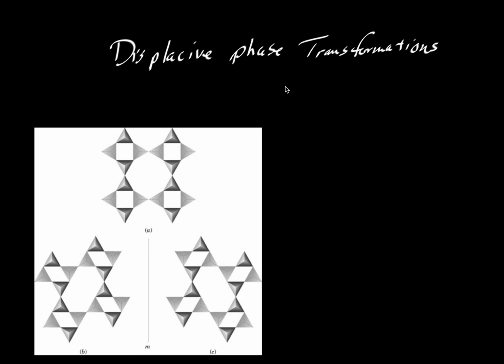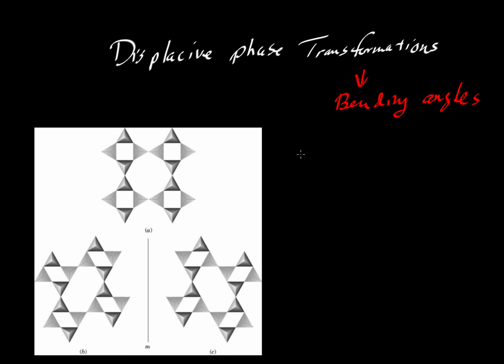So here we're going to look at displacive phase transformations. And so this is a little bit different, actually quite a bit different than the reconstructive phase transformations that we discuss in another video. So displacive transformations involve a bending of bond angles. We're not going to rip apart the structure.